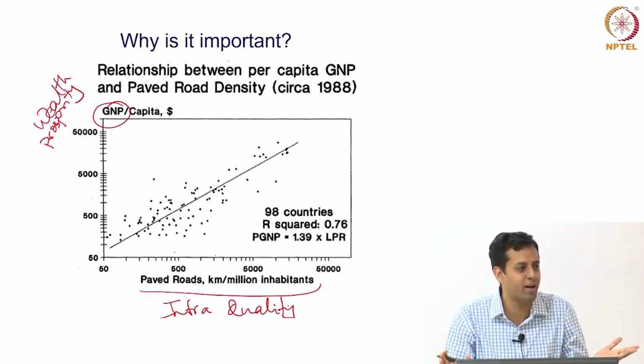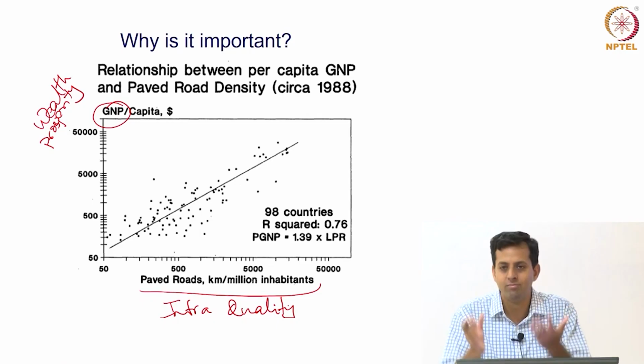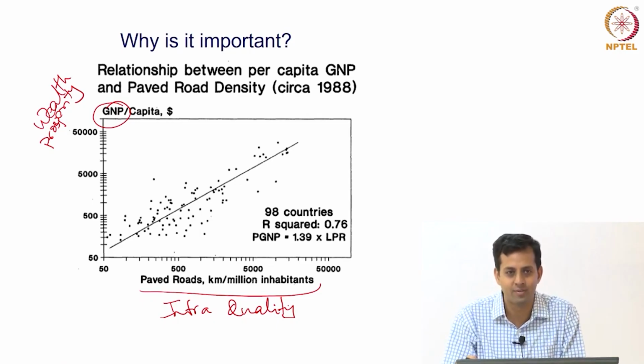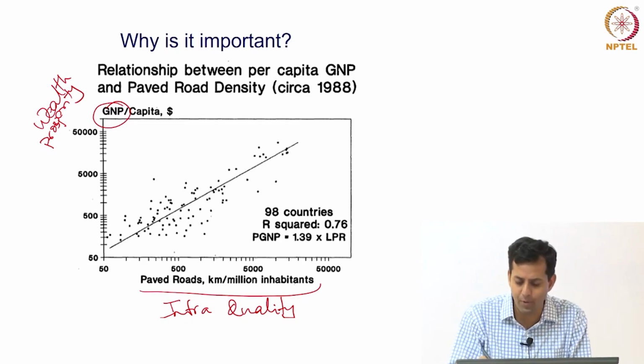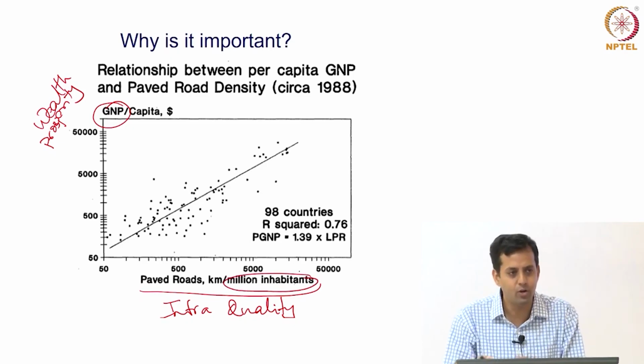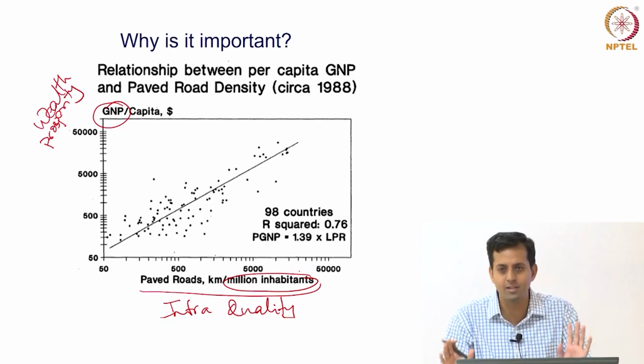So obviously, that's an unfair comparison, right? So how do you reduce that unfairness? Divide by area is one. The other is divide by population, which is what's been done here, right? You divide by population. So you say, yeah, India is a much larger country.